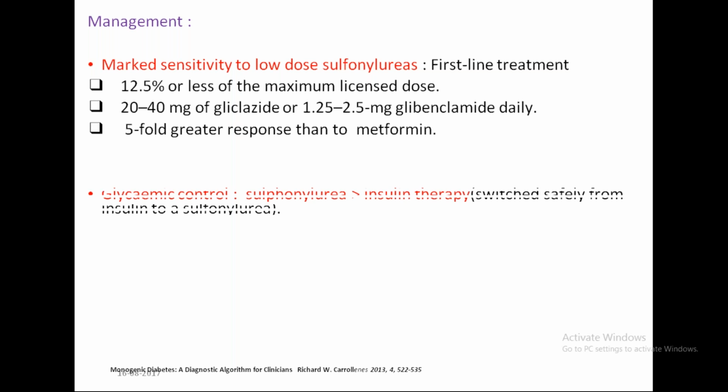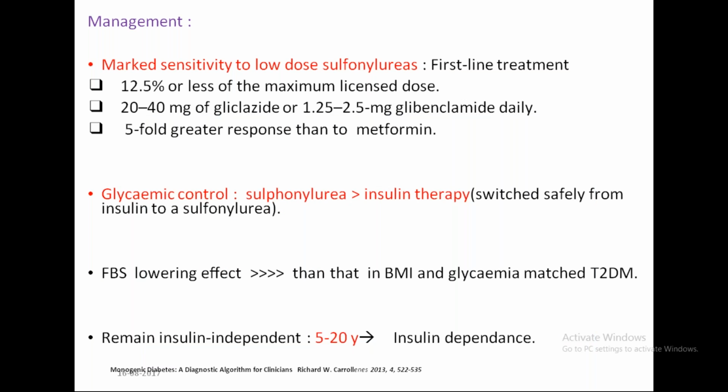And the management, what you are going to do is, marked sensitivity to low dose sulfonylurea can be observed. So you can always try sulfonylurea as first line management. 20 to 40 milligrams of gliclazide or 1.25 to 2.5 milligrams of glibenclamide can be given daily. There can be a five-fold greater response to sulfonylureas than with metformin. So you need not give them metformin, directly go with sulfonylurea.